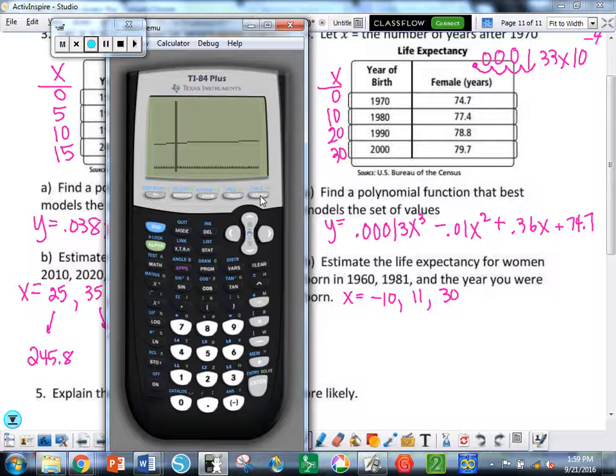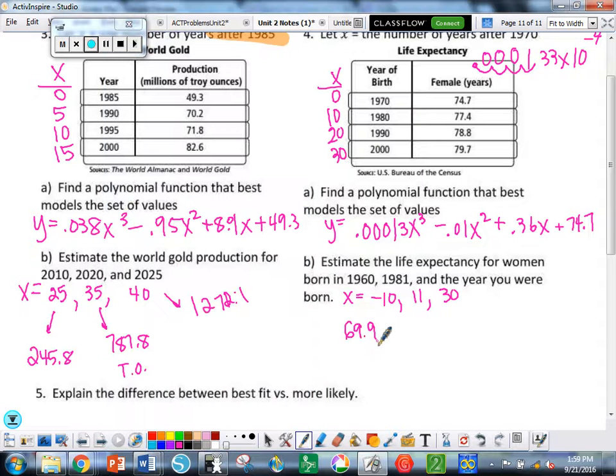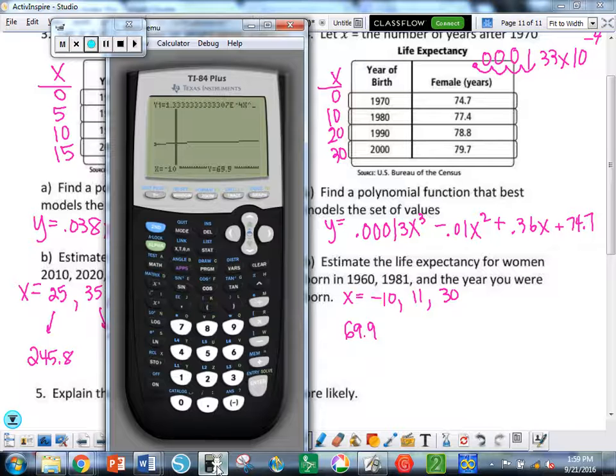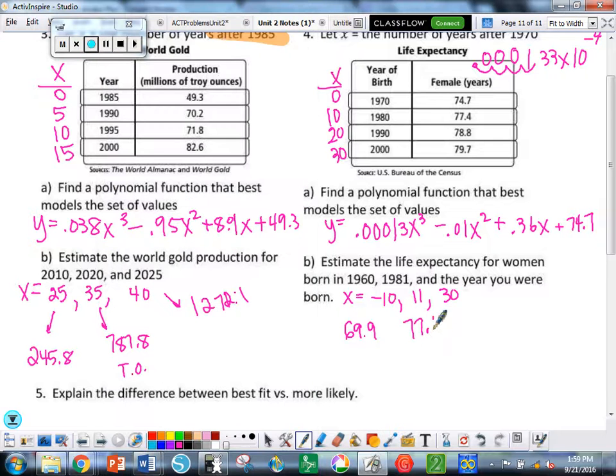Okay, so how long is somebody in 1960 going to live? Estimated, obviously, it's not always accurate. Trace, negative 10. It's predicted that the average woman that was born in 1960 lived to be almost 69.97 years old. Somebody born in my year, 77.6-ish. Okay, next one.